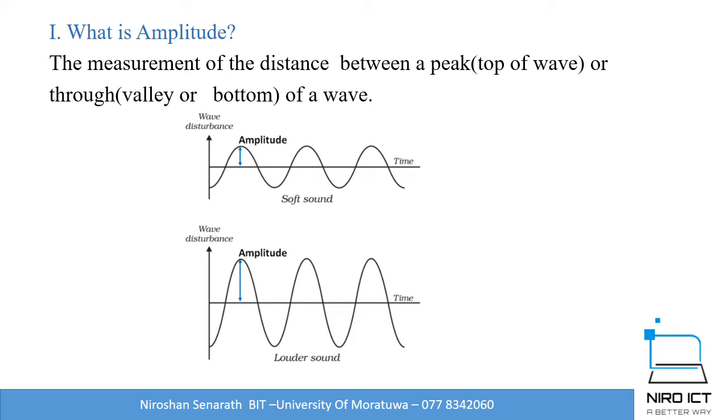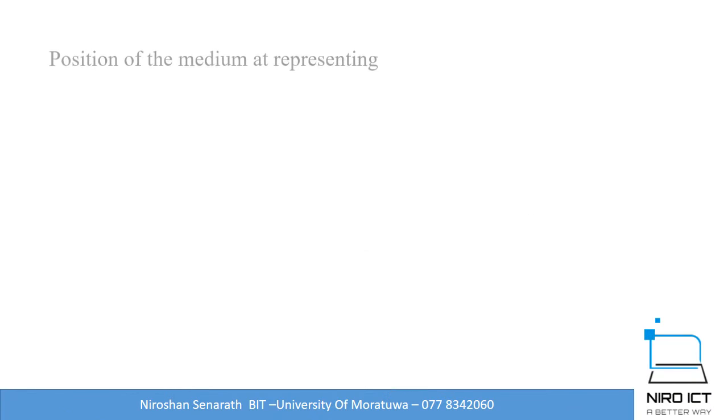This is a diagram which represents two signals with amplitude. The first one is a soft sound, and in the second one the amplitude is high. You can see that using blue color arrows to represent it. Check this one: here the amplitude is less and here the amplitude is high. Then this sound is louder than the first image. I think you have a clear idea. So next, let me explain further.